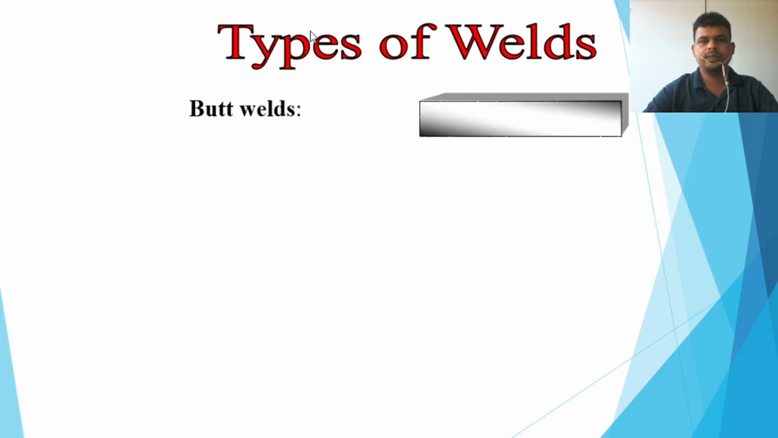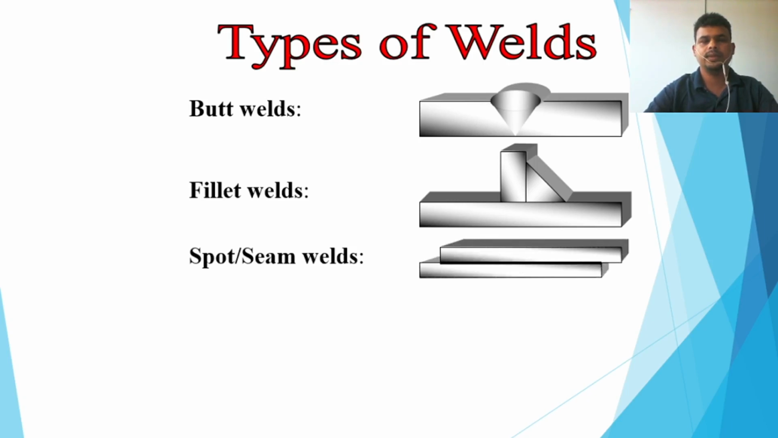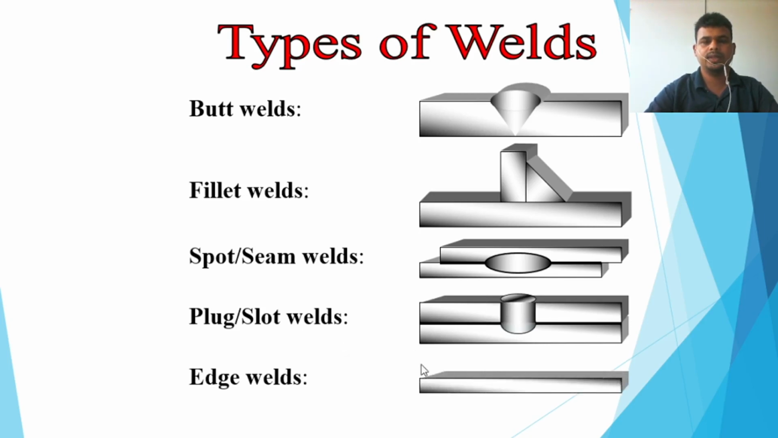Types of weld: if we consider the types of weld, the first is the butt weld. Then second is the fillet weld, you can see here the fillet weld. Third is the spot or seam weld, you see the figure. Another one is plug and slot welds, you see the figure on the right side. Actually in this one, one part makes the plug or slot, then the welding is inside. Then the edge weld, you can see the edge weld.